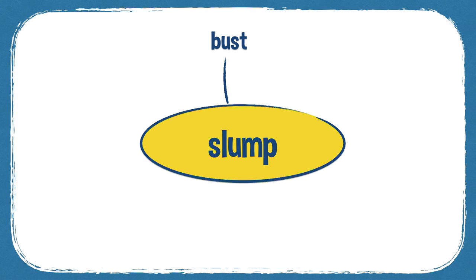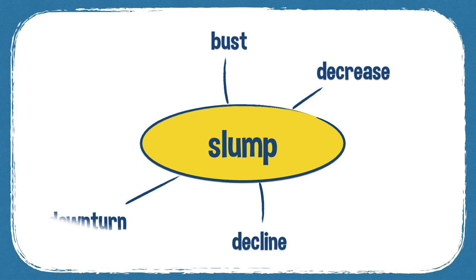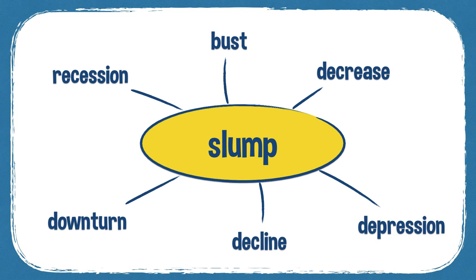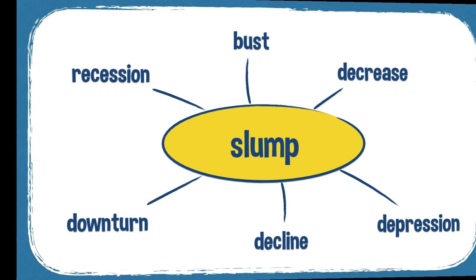So here's that synonym for slump, bust. Decline is another word. Decrease. Downturn. Recession. Recession is when a country's economy stops growing for 3/4 of the year. And when that gets even worse, when a country stops growing for maybe years, we call it a depression. So a depression is worse than a recession.